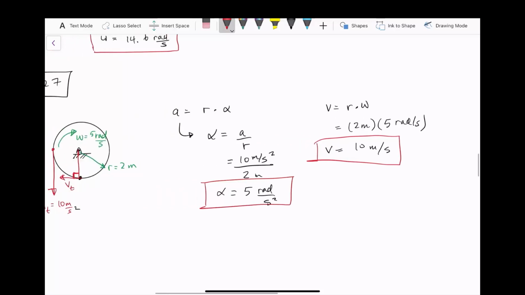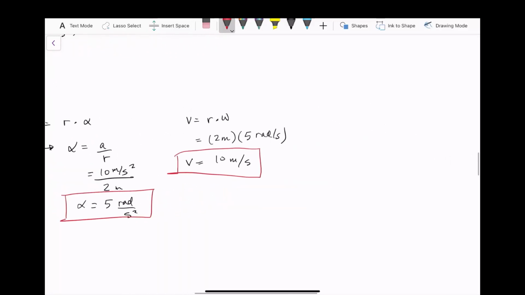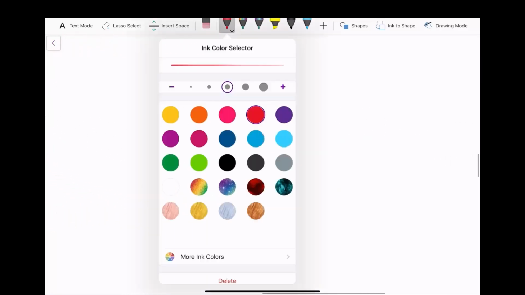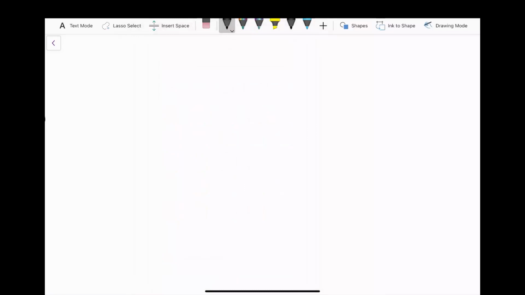Okay, let's look at another example similar to this. We're going to look at 1140 now. For 1140, we have pulleys. So it's a set of pulleys that are fastened together.